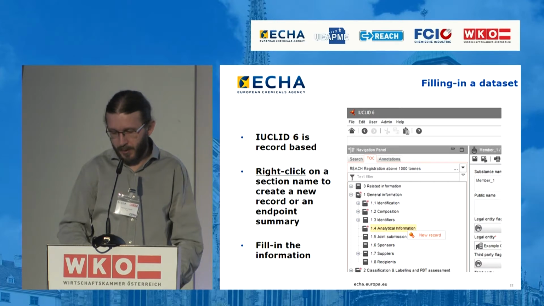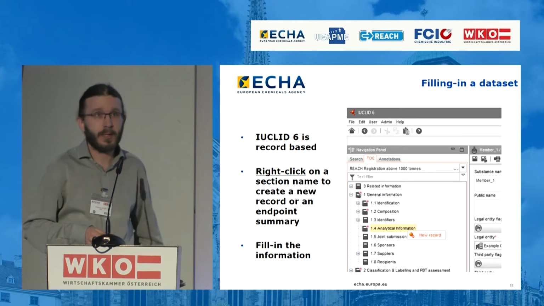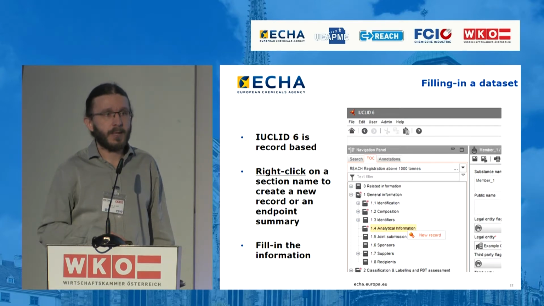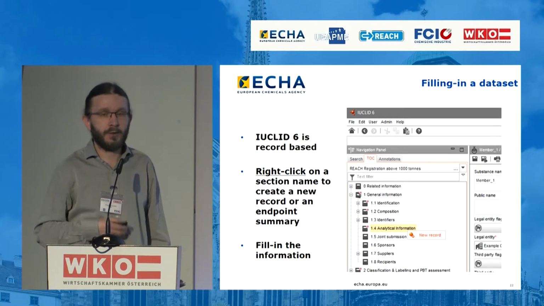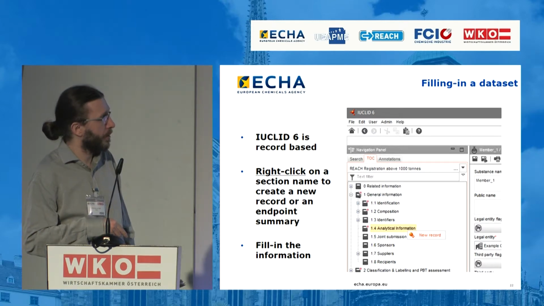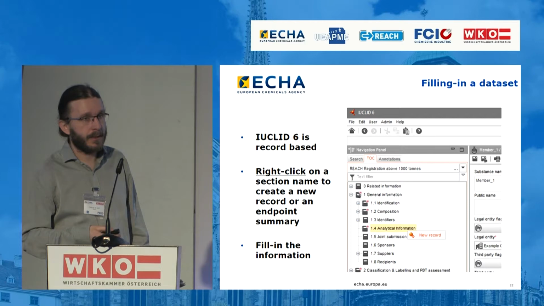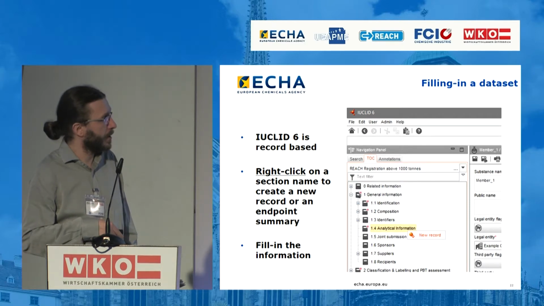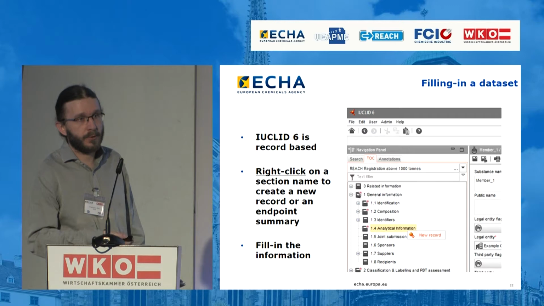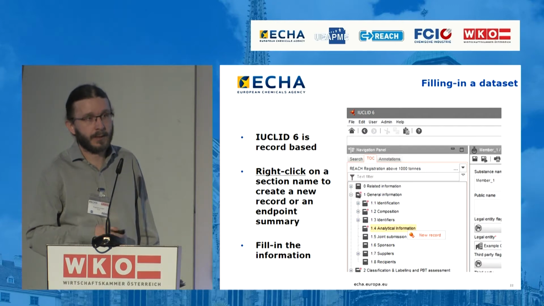A few tips about the use of Euclid. So Euclid is record-based, so if you are in the table of contents and you need to provide information, for example, analytical information in section 1.4, the way to add data there is to right-click on the section and create a new record. And it will create on the right side of the application a form that you will be able to use in order to provide the analytical information.